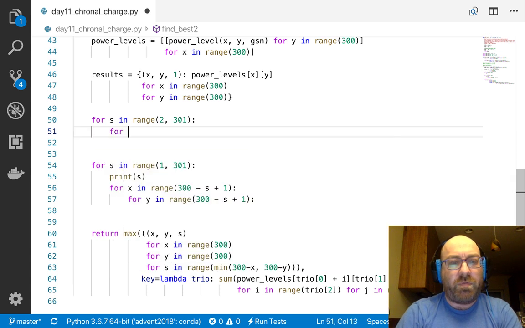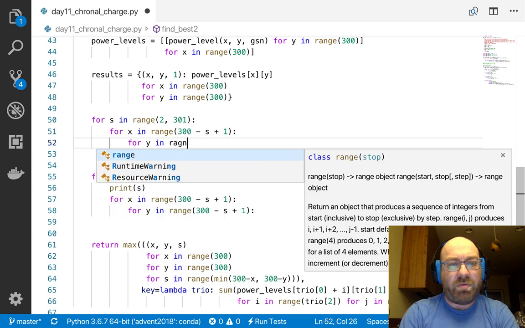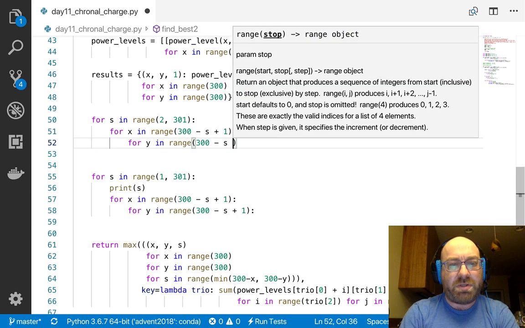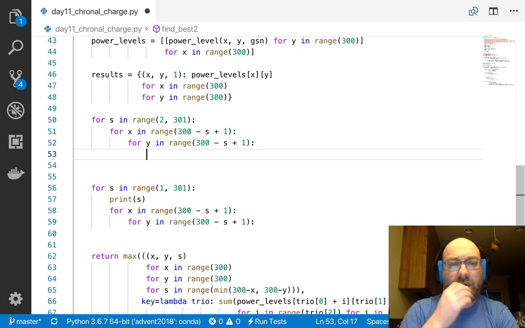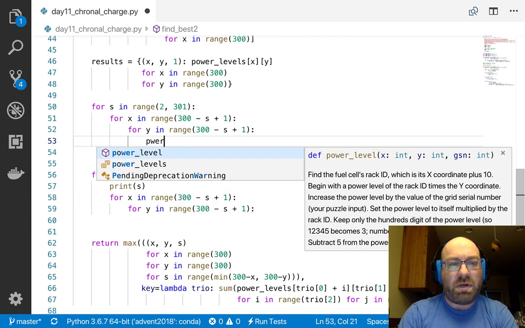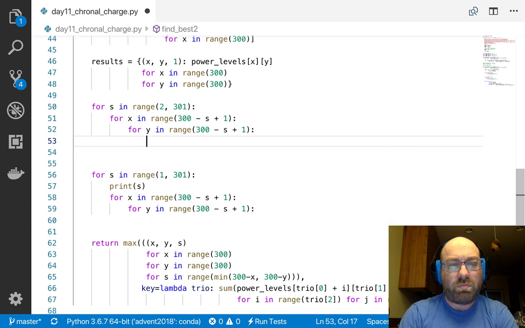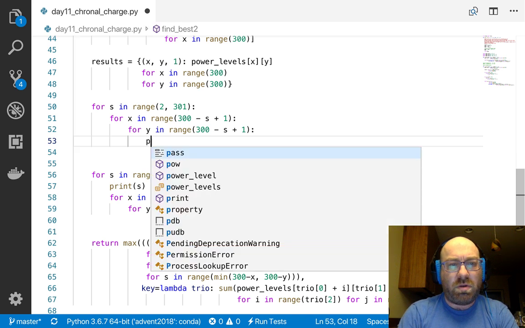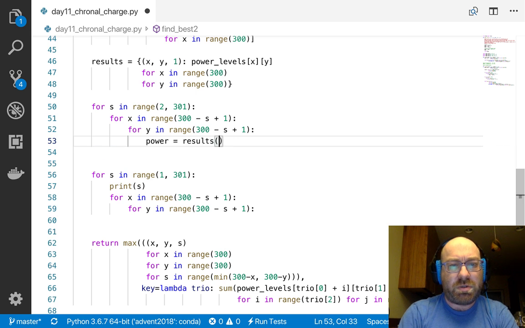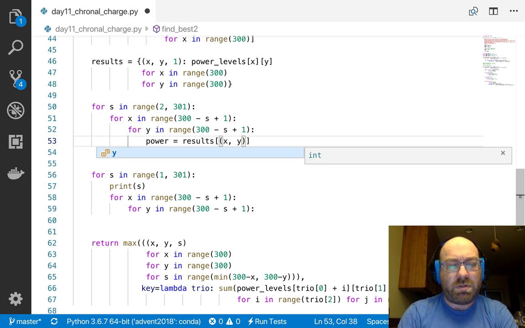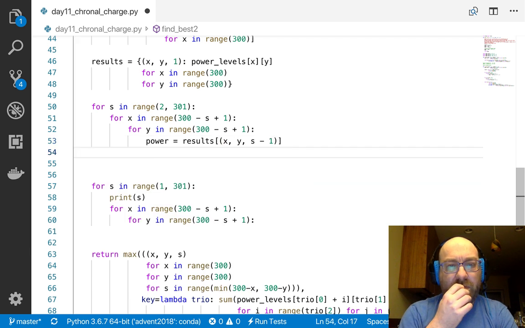Okay, so for x in range, and again 300 minus s plus 1, for y in range 300 minus s plus 1. Okay, so what I want to say is power equals results x, y, s minus 1. So we have that.